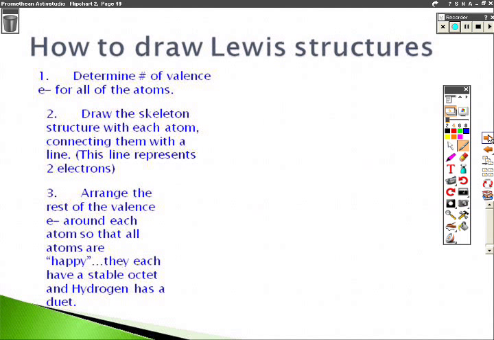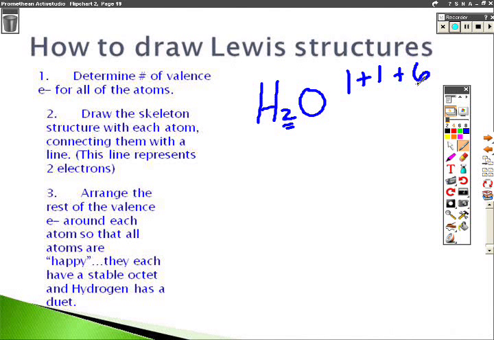One last structure we're going to try today is water. H2O. You tell me how many valence electrons hydrogen has. Right. Hydrogen has 1 plus 1 because there's 2, for a total of 2. How about oxygen? Oxygen has 6 valence electrons. Not 8 like in its box. That's its total electrons. 6 is valence at the top. This needs a total of 8 to be happy, to be stable, to share.